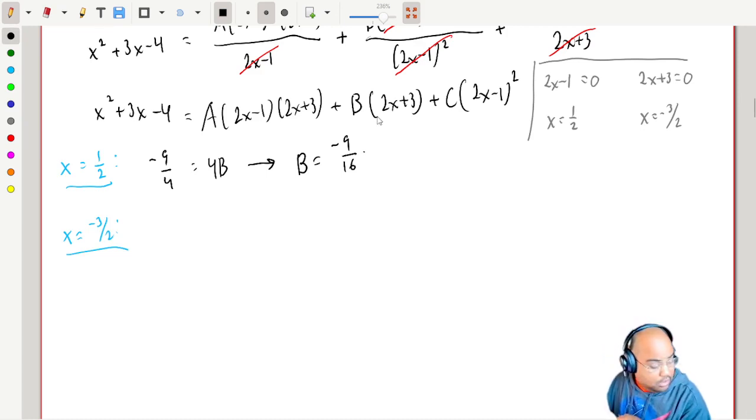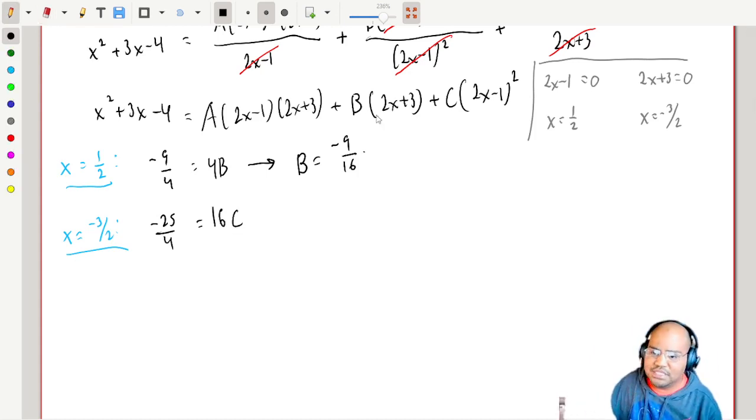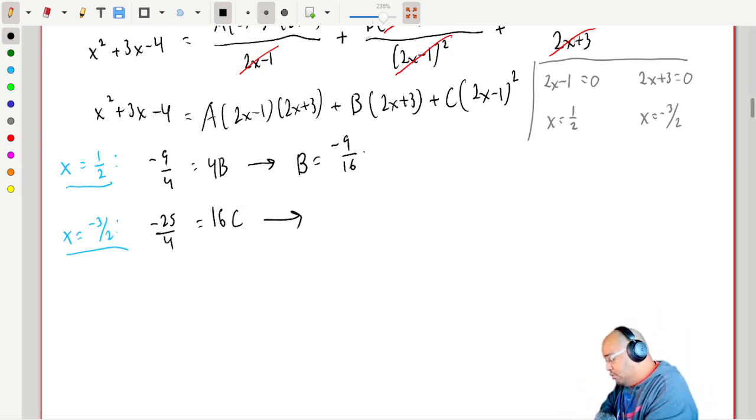Okay, so when I do that work, again, plugging in minus 3 over 2 into both sides, I have, let's see, negative 25 over 4 equals, and when we do the work there, we'll get a 16C. Let's fix that a little. Okay, 2 times negative 3 over 2, that's a negative 3. Minus 1 is a negative 4. Square that is a positive 16. And now, when I solve that equation for C, I get that C is equal to minus 25 over 64.